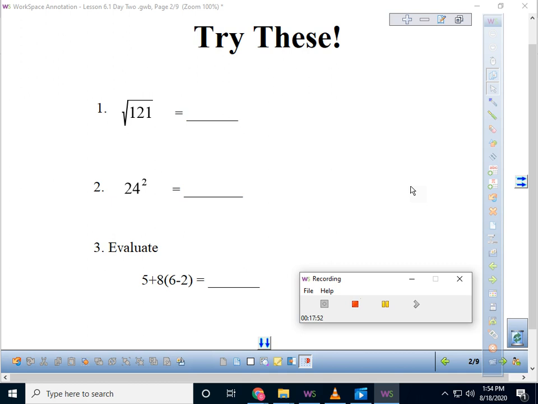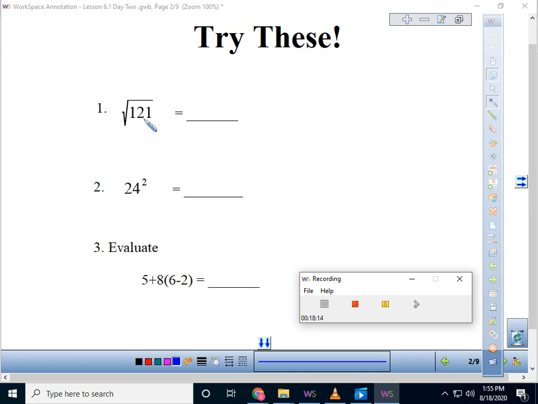Okay, now that we've learned some, let's use some of the things we've learned the last couple days and let's have you try these. So right now I have 3 problems here. The square root of 121, 24 to the second power. And I want you to evaluate or simplify this expression right here using your order of operations. See if you can do it really quick. We'll pause the video.